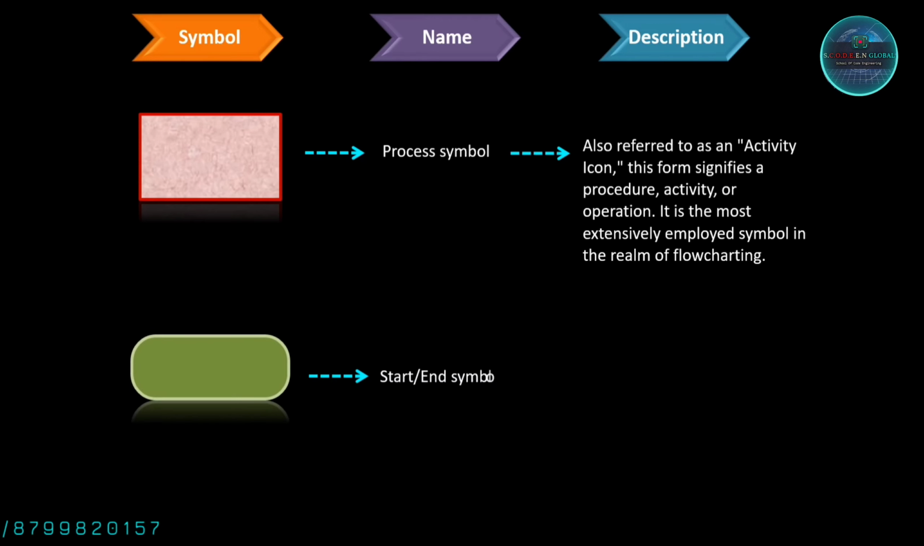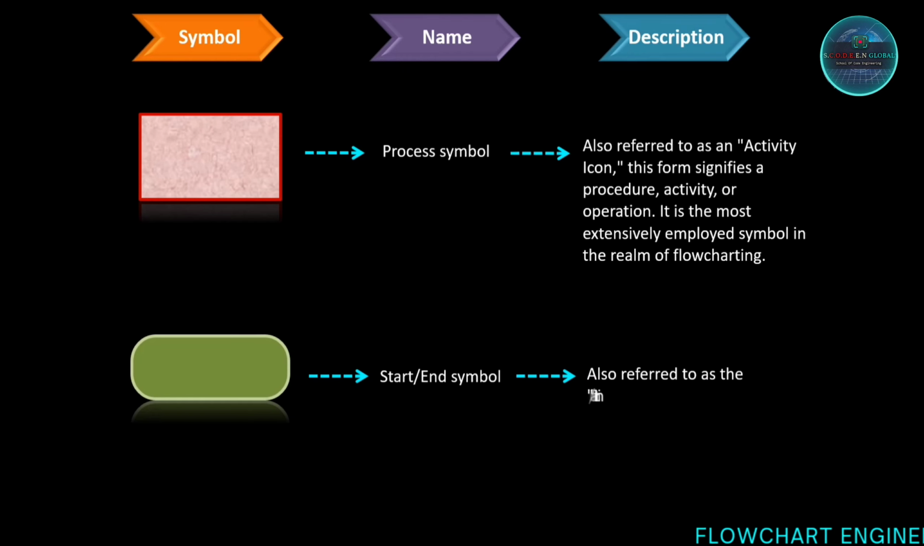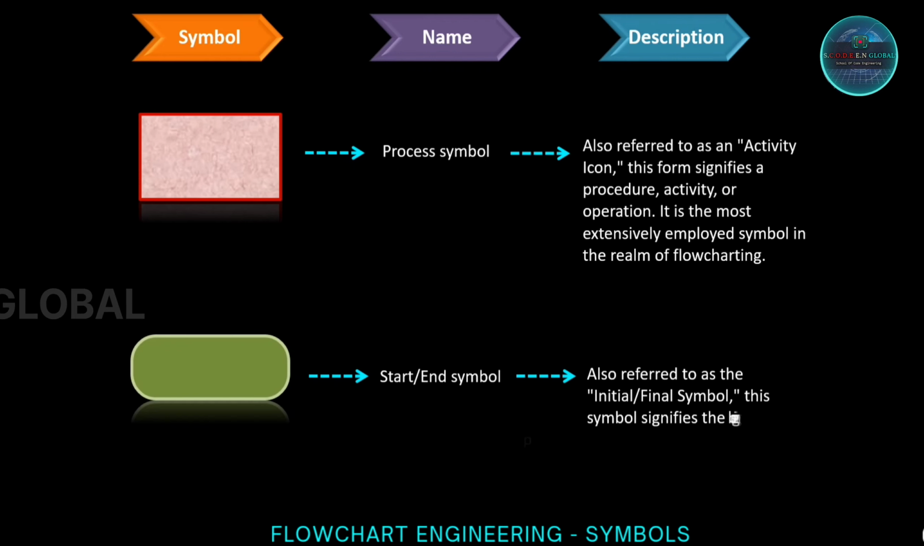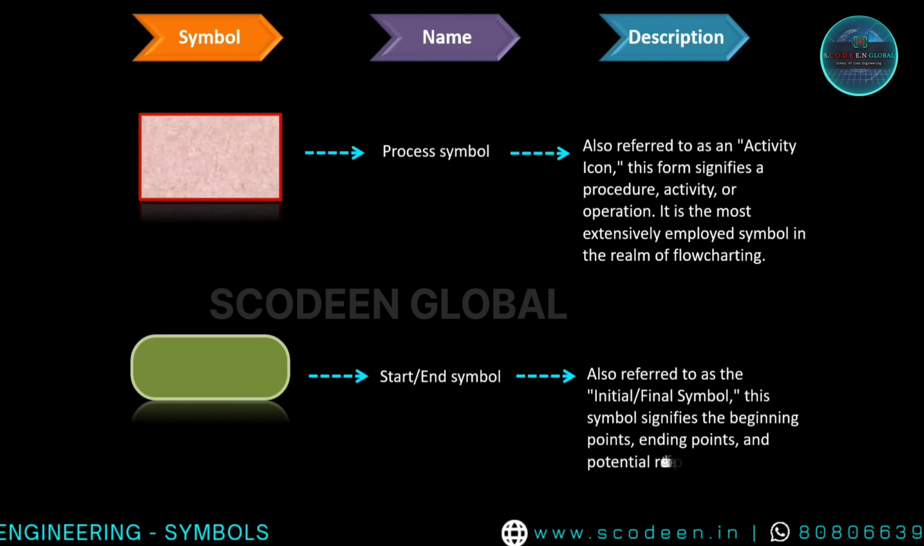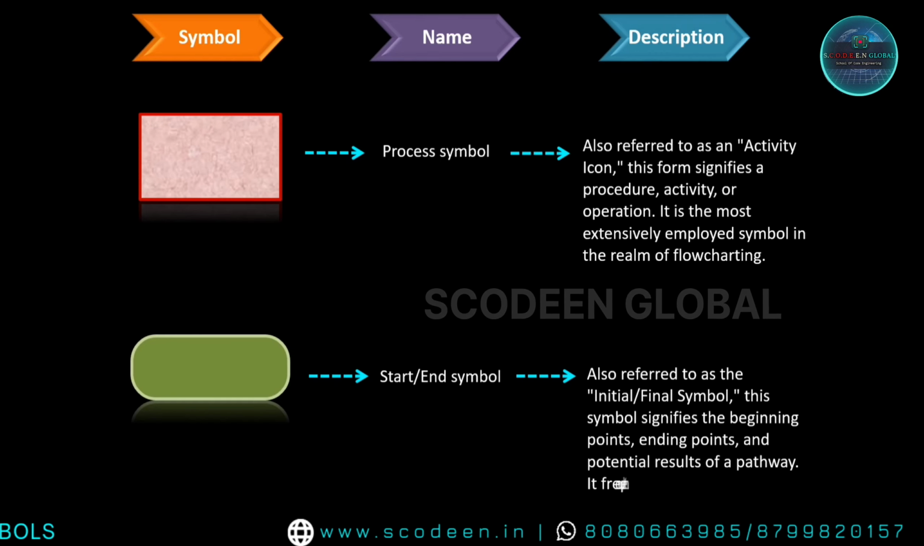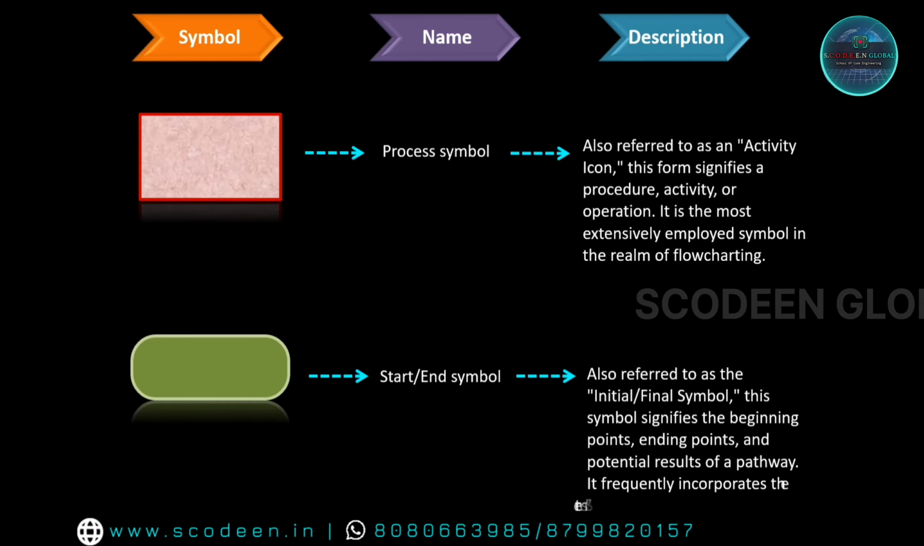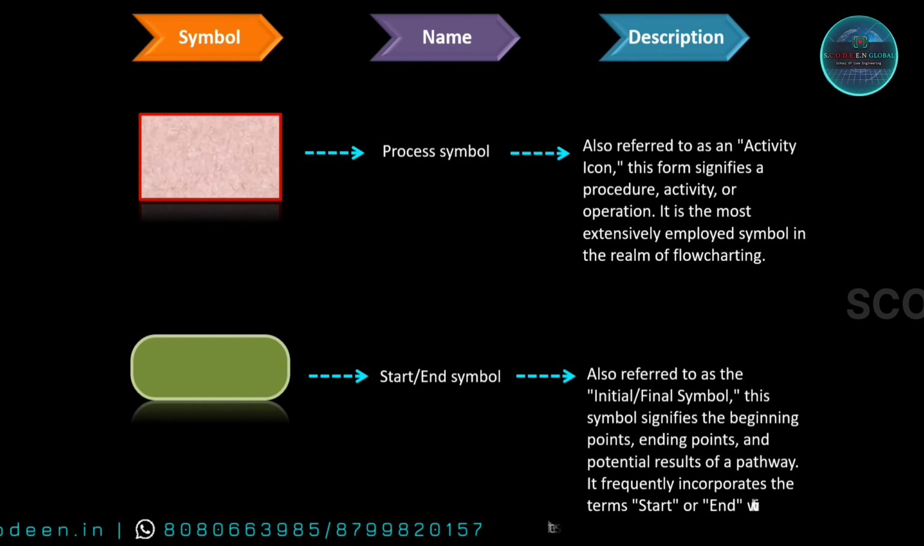The terminator symbol represents the start and end points and any potential outcome of a path. This terminator symbol represents the start point and end point of any event or process.